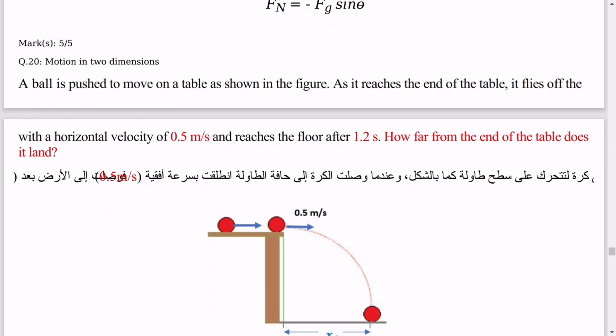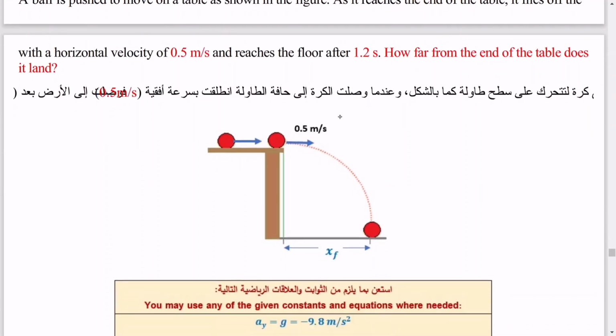Question number 20. A ball is pushed to move on a table as shown in the figure. As it reaches the end of the table, it flies off with a horizontal velocity of 0.5 meter per second and reaches the floor after 1.2 seconds. How far from the end of the table does it land? So you need to calculate this displacement, right? The horizontal displacement that we represent by delta x.